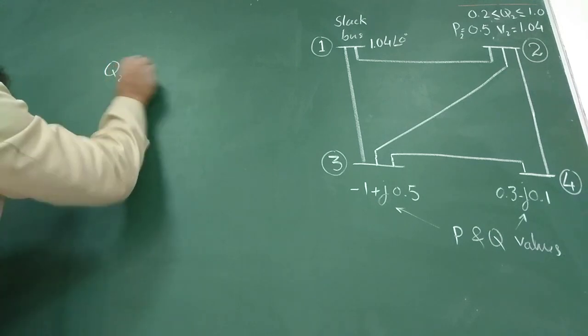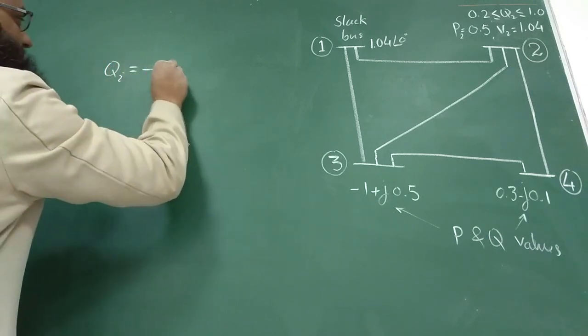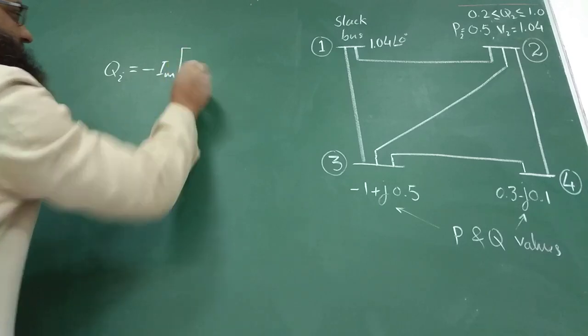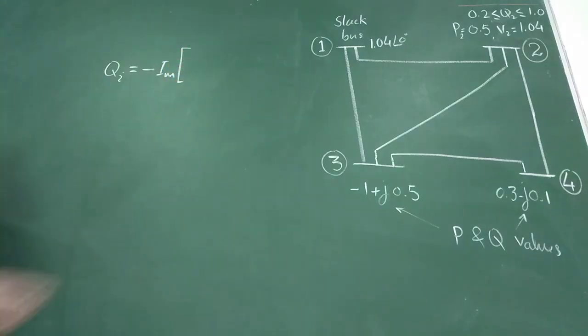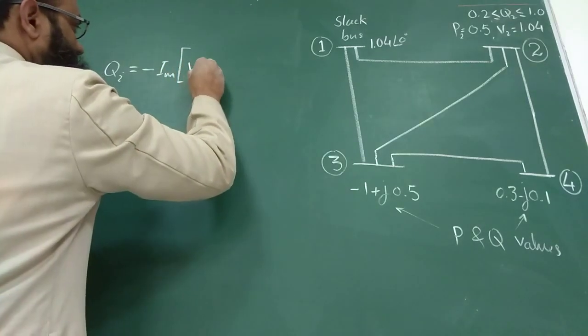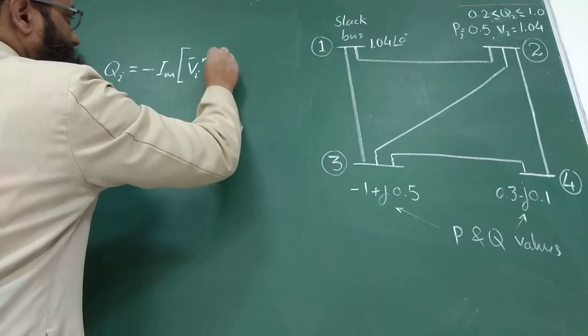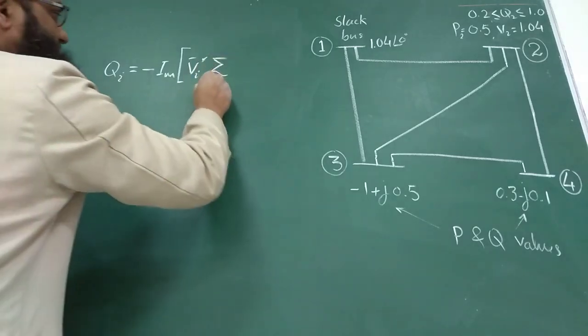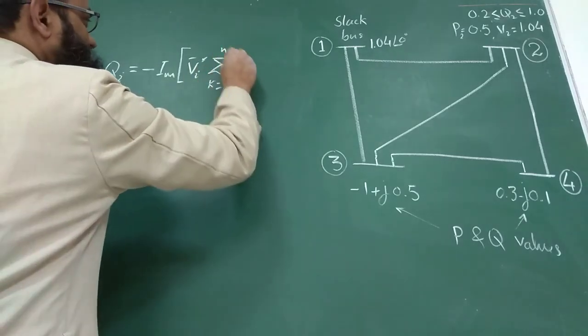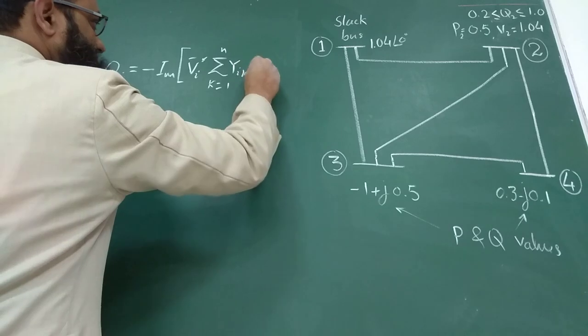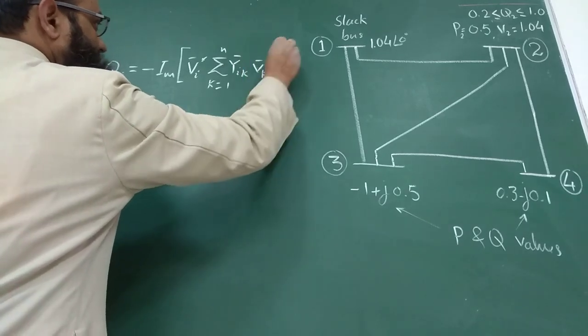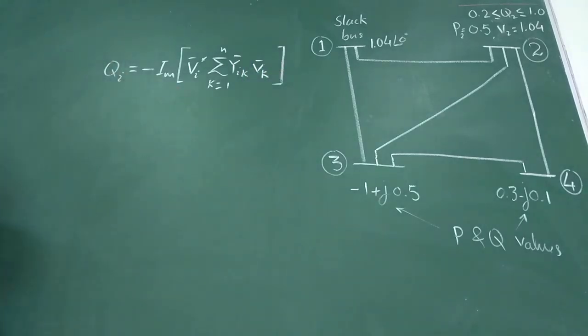So what is the equation for Qi? Minus imaginary part of Vi star, times the sum over k equal to 1 to n of Yik Vk. Is it not? This is the equation for that.